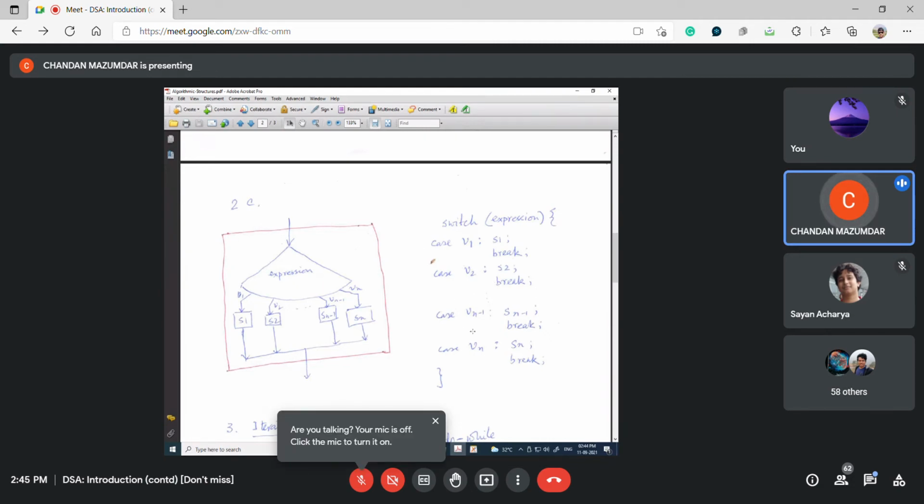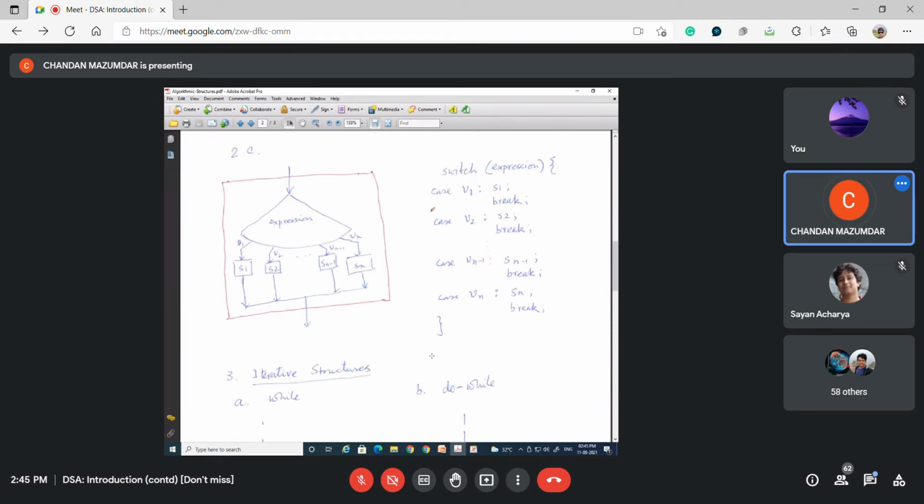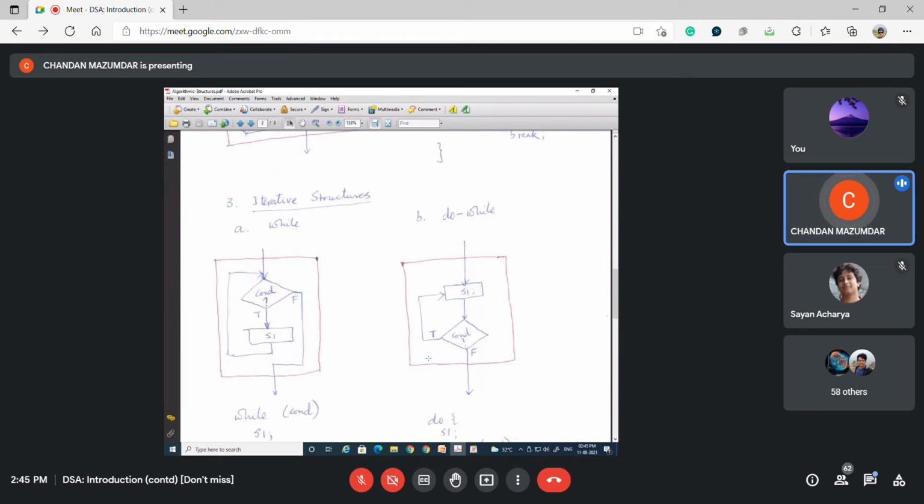So this is what a switch structure is, right? And again, this is a single entry point and single exit point. In order to have a good programming habit, you should always maintain this, right? So then we have the iterative structures. Iterative means loop structures.